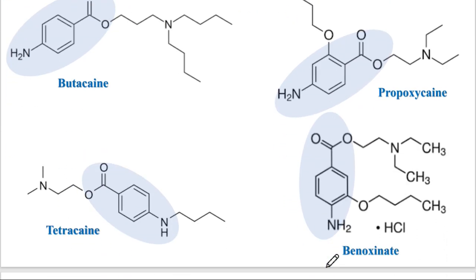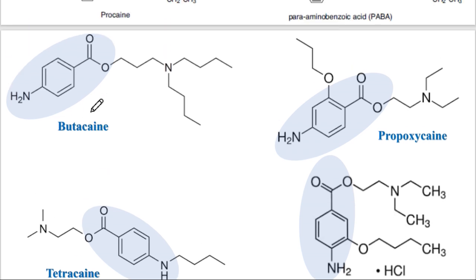The remaining drugs are butacaine, propoxycaine, tetracaine, and benoxinate. So the general structural formula for the esters remains the same, and you just have to study what the differences are.